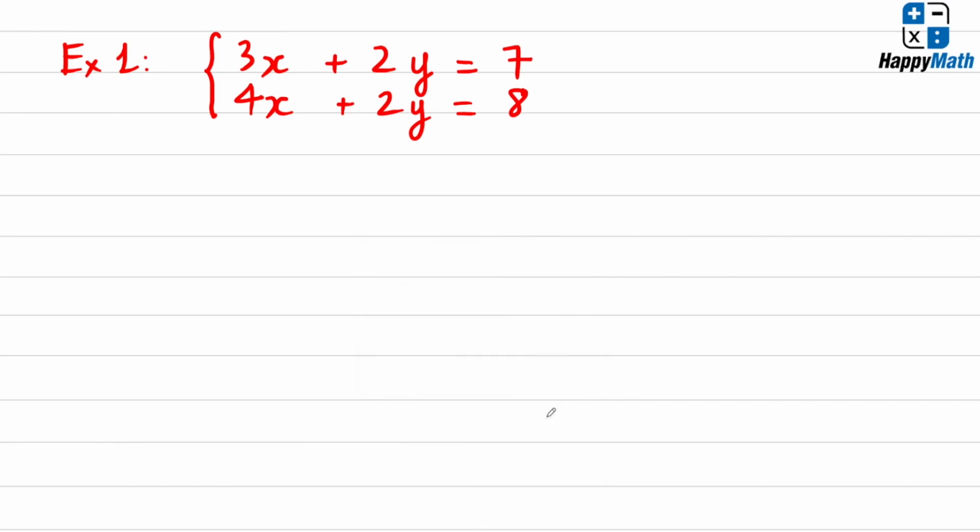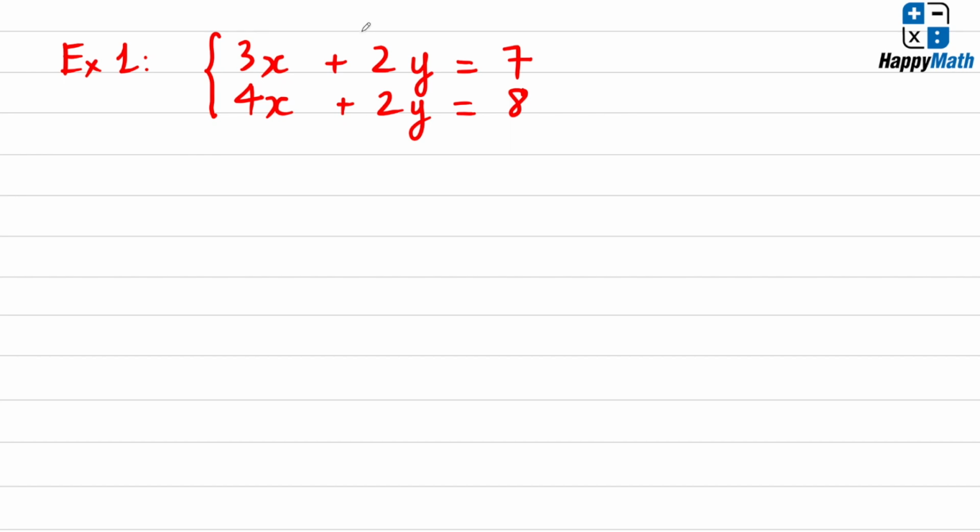In this video, we continue learning how to solve simultaneous equations. In the last video, you learned how to change x or change y. After this step, the coefficient of x or the coefficient of y in the two equations will be equal.